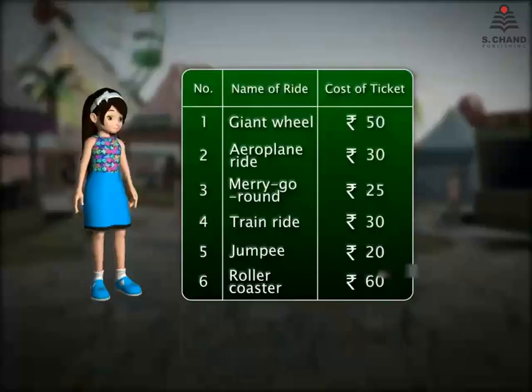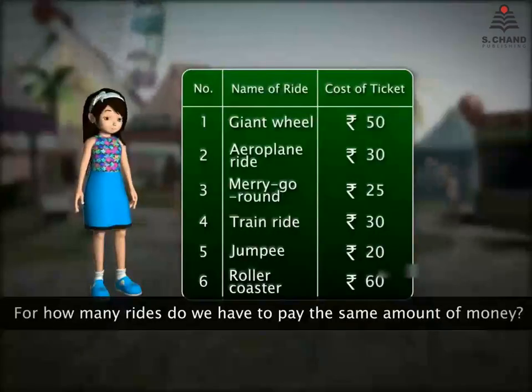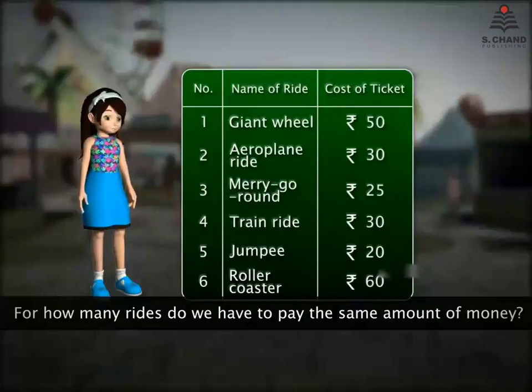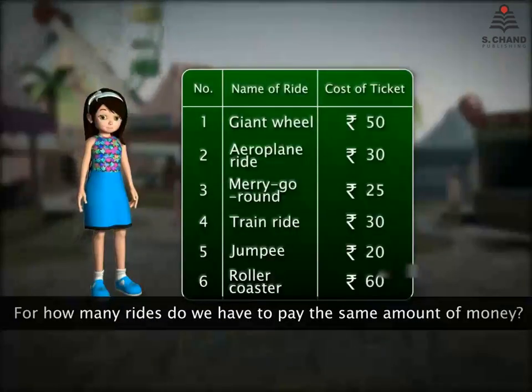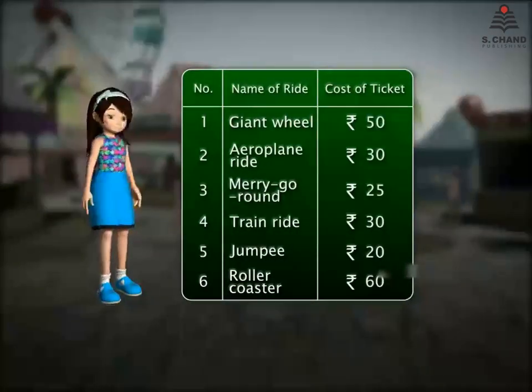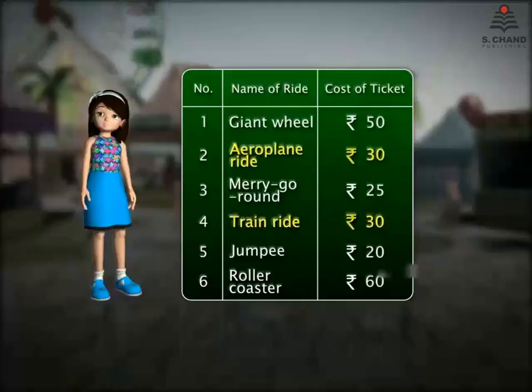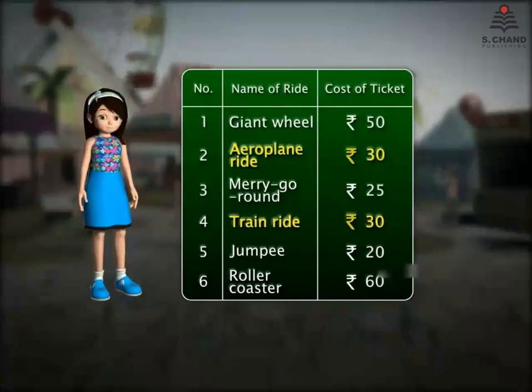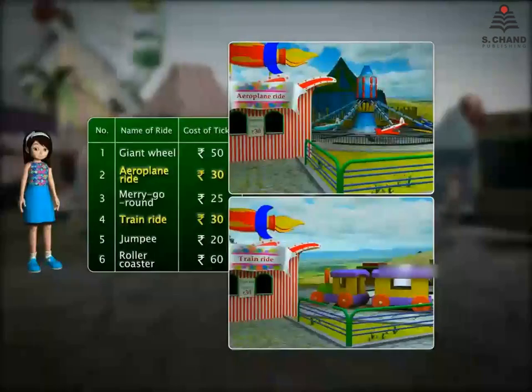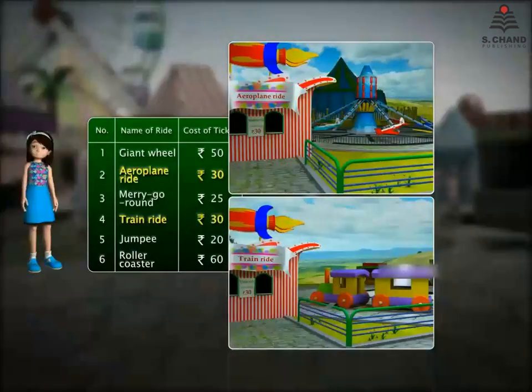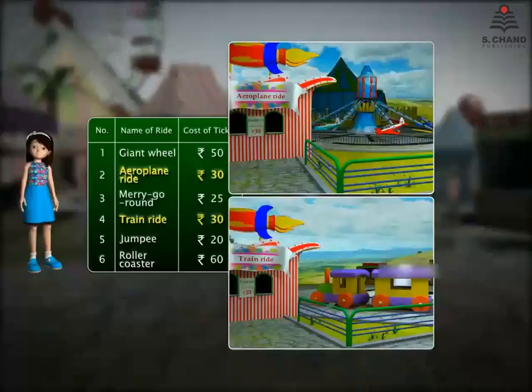Our final question was that for how many rides do we have to pay the same amount of money? The table shows that the cost of the ticket for both the aeroplane and the train rides is the same at rupees 30. So, we have to pay the same amount of money for the aeroplane and train rides.